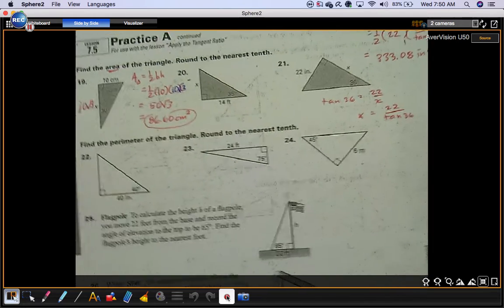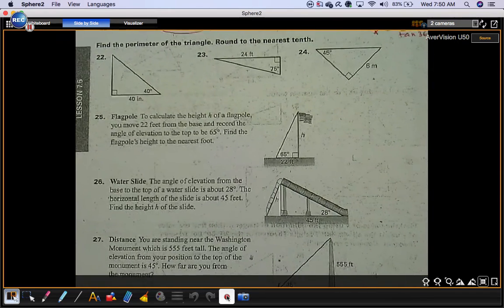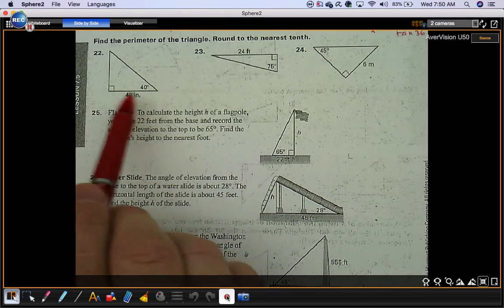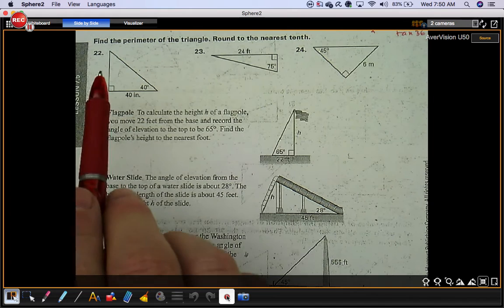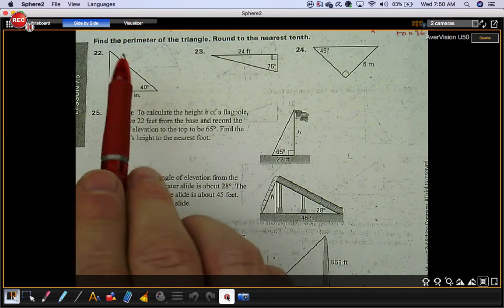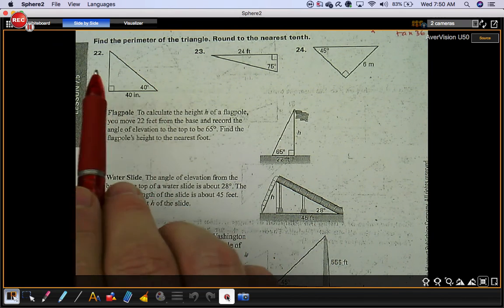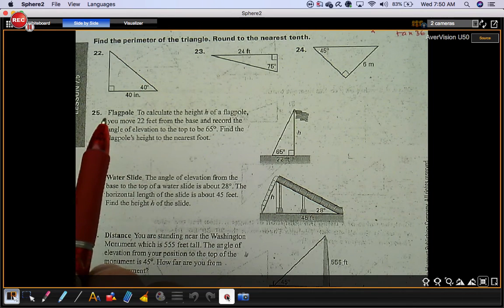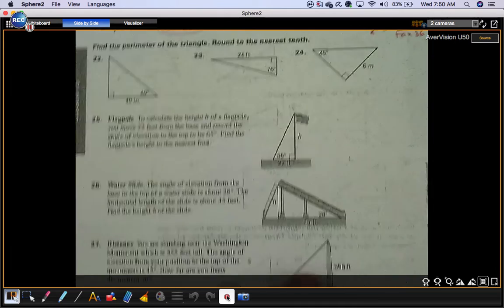Huh, this is a cool one. Next section, find the perimeter of the triangle, round to the nearest tenth. So perimeter is all of the sides added together. It's not going to be an issue to use tangent to find this. However, it might be an issue to find the length of the hypotenuse because you need to use the Pythagorean theorem. So this is a little more complicated here. In fact, I'm just going to stop this video now. We'll talk about that next time.